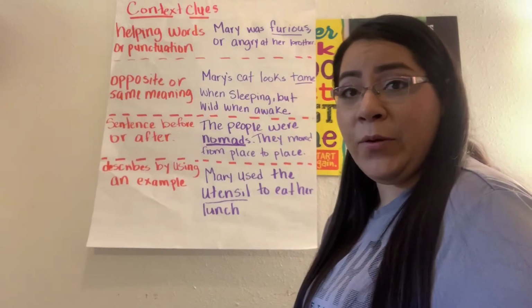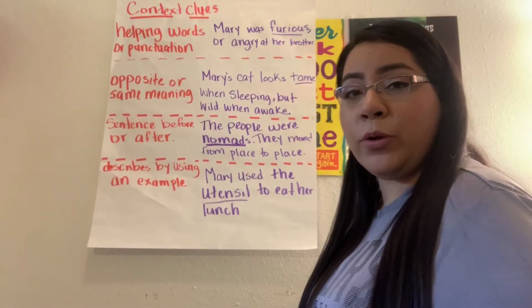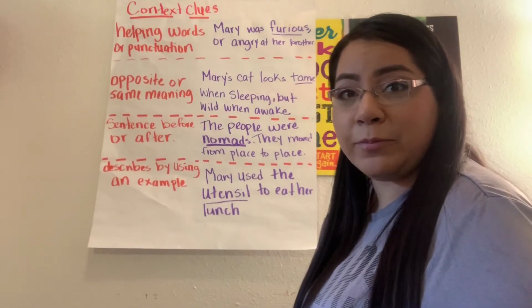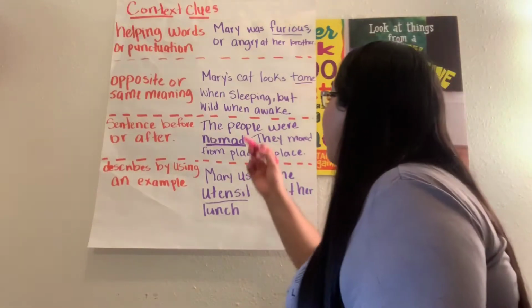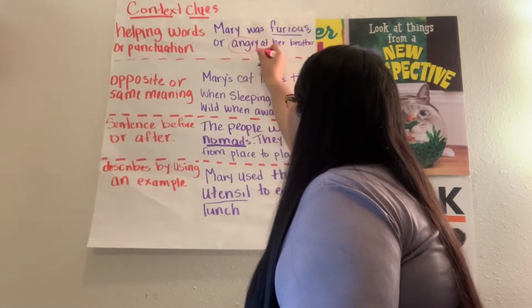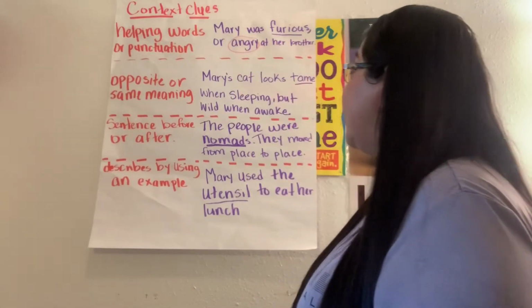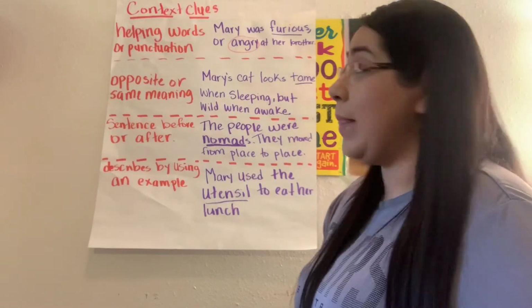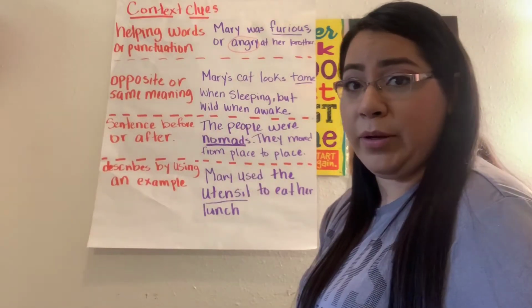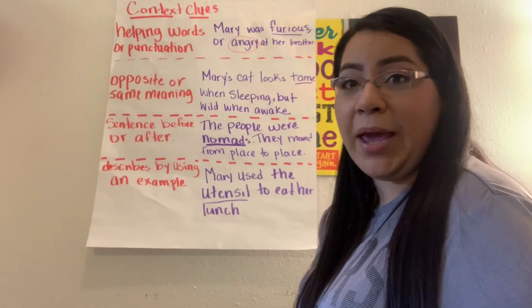Now looking at the whole entire sentence, which would be our context clue? It would be angry. Angry helps me describe what furious means, because Mary was furious, or angry, at her brother. That's what you see there. Helping words using punctuation, using that comparison.